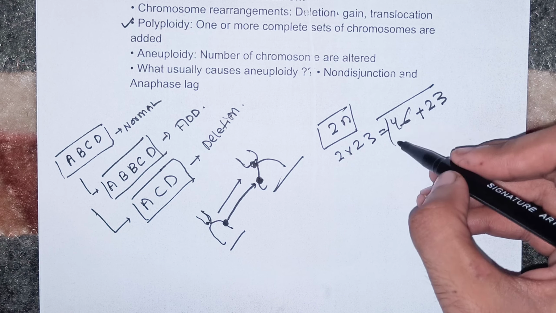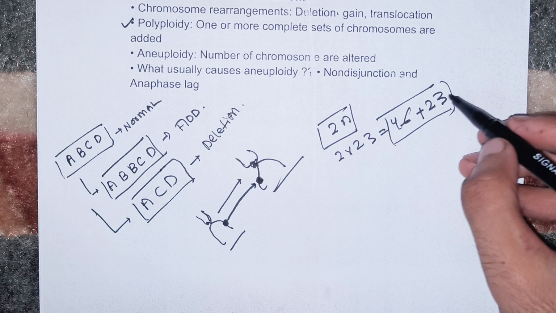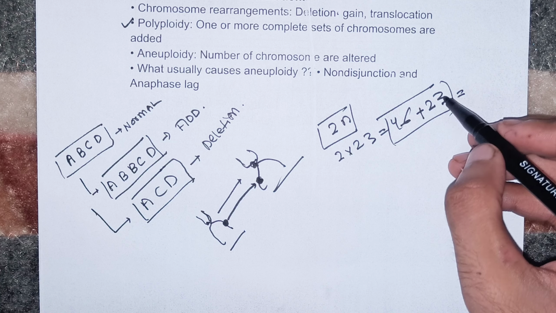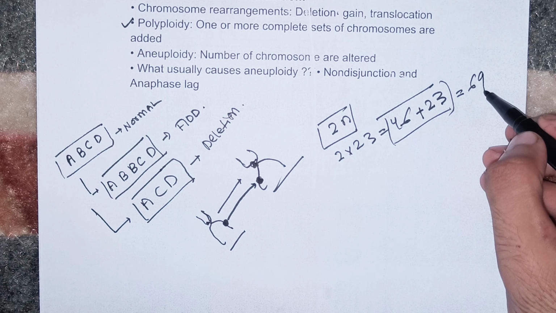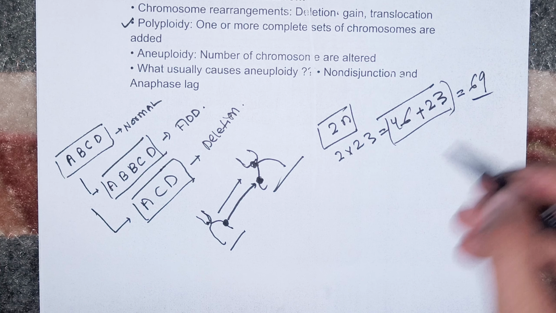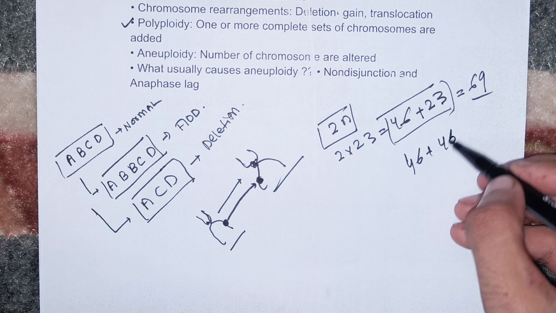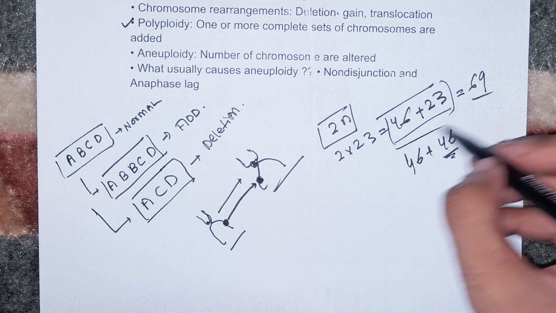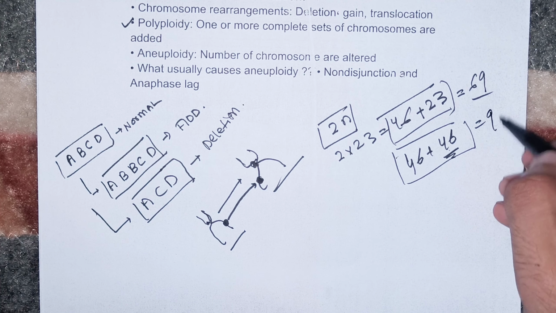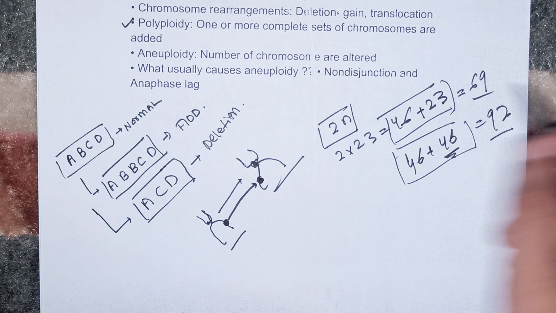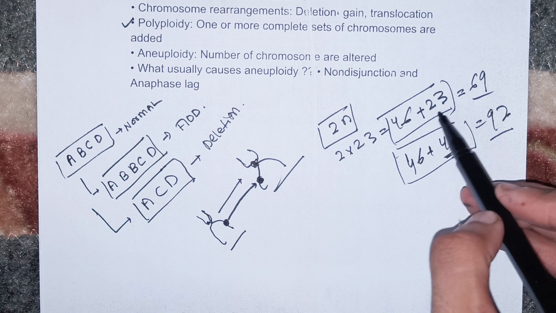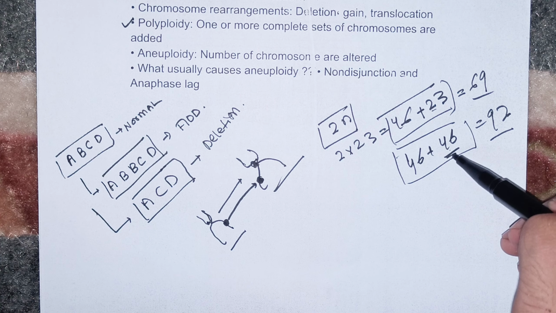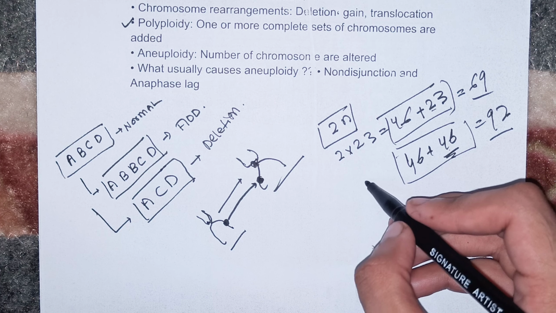Not only one, it can be two or three or many. So I don't know what it makes up, it can be 69, I guess. This is polyploidy. Or like this, 46 plus 46, this is the addition of two sets of chromosomes. This was one set of chromosomes, here are two sets, so this will be 92. This is polyploidy, when one or more complete sets of chromosomes are added. This is one complete set, here is the addition of two complete sets. This is called polyploidy, beta.